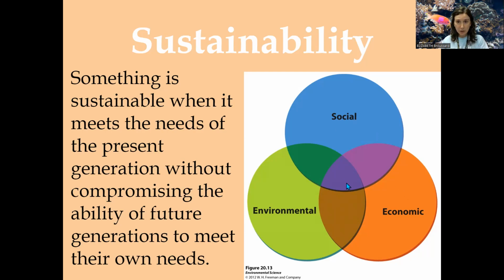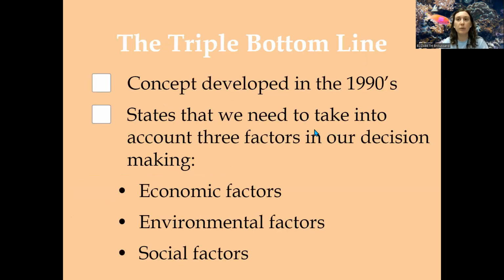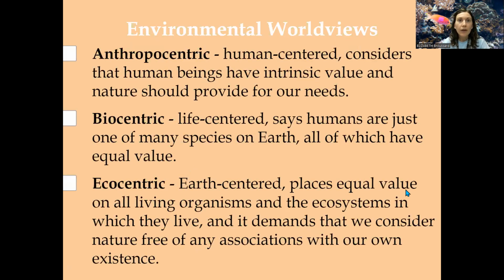So ideally, we would go right in this little middle purple color here that is balancing social, economic, and environmental factors and develop in a sustainable way. What we call this is the triple bottom line. Again, when we're making decisions and developing our countries, our nations, or our cities in a sustainable way, we want to take into consideration those economic, environmental, and social factors.